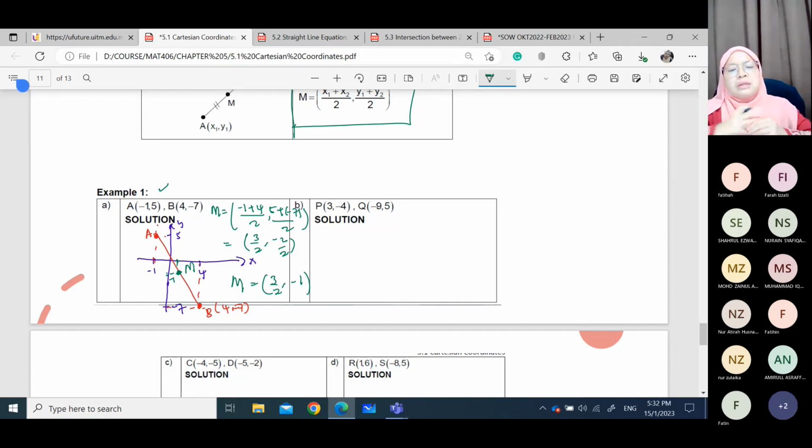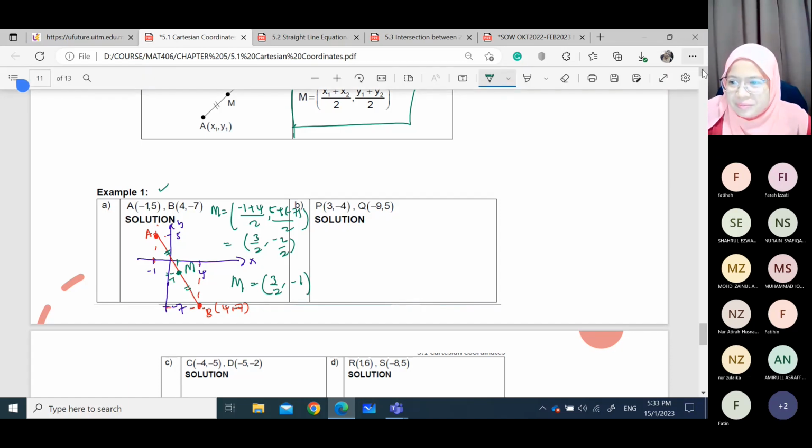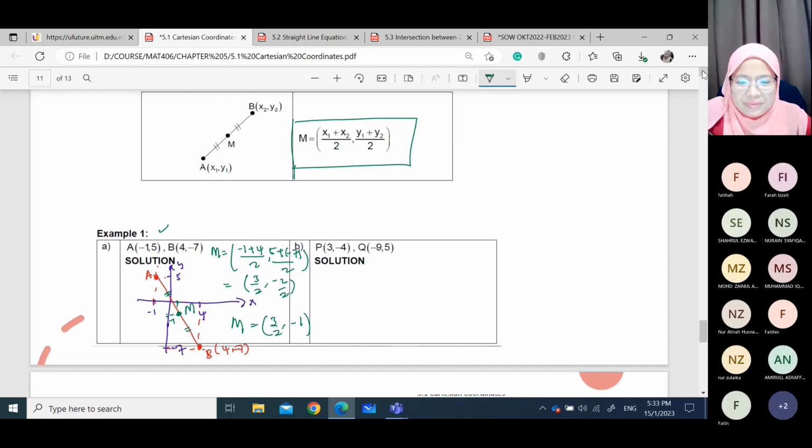So maksud midpoint tu adalah jarak antara M ke A dan jarak antara M ke B adalah sama. Okay? Faham? Jelas? Ada soalan tak untuk midpoint ni?